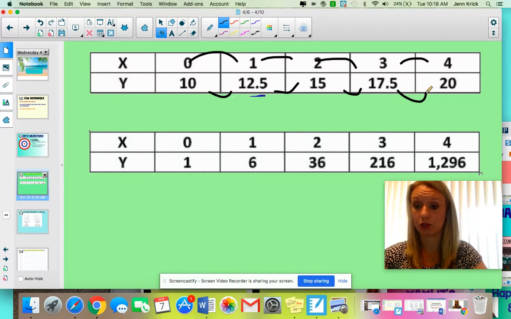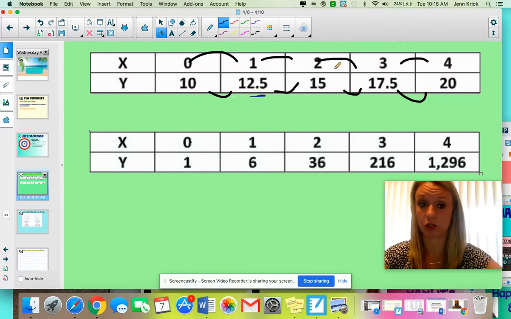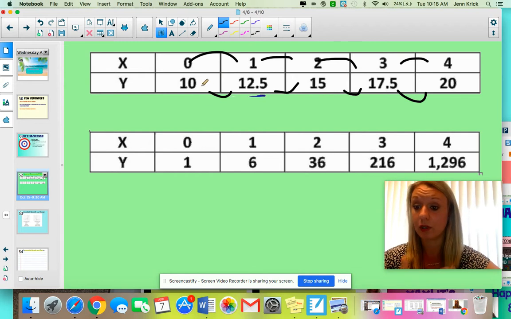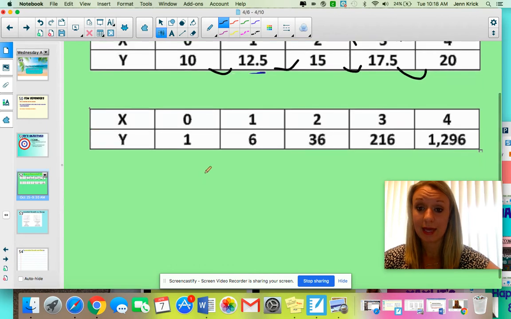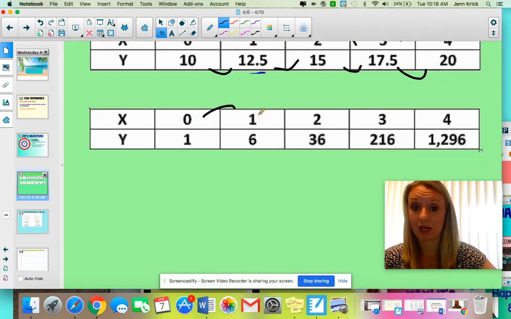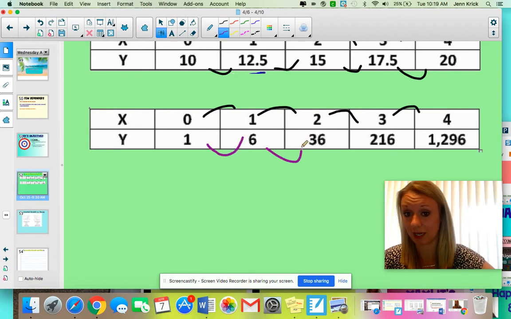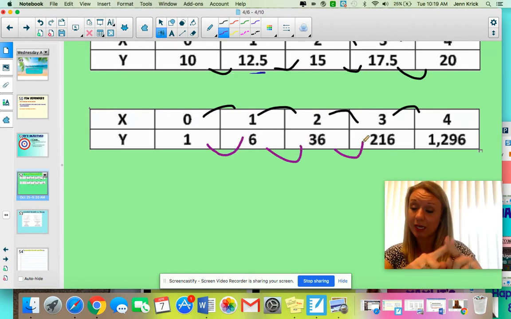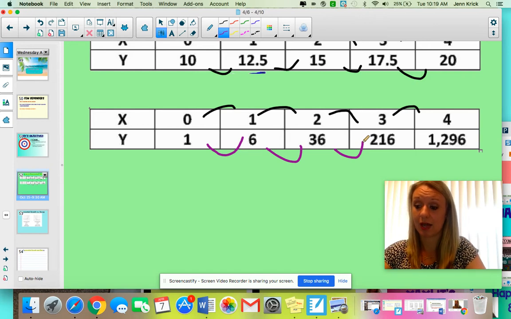It could be y equals 2.5x plus 10, because 10 is your initial value here. So I know that that would be linear. It's going up by a constant rate. It's going to form a straight line. Down here, I see that my x values still have a common difference of 1, but notice that your y values are being multiplied by 6. So 1 times 6 gives you 6, times 6, times 6. Because we're multiplying by that constant ratio, that's going to be an exponential graph.